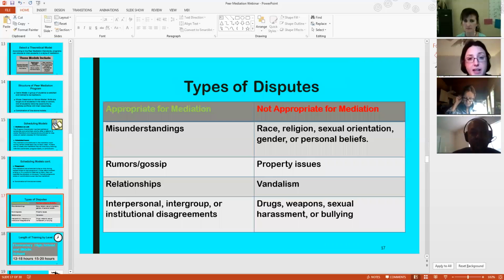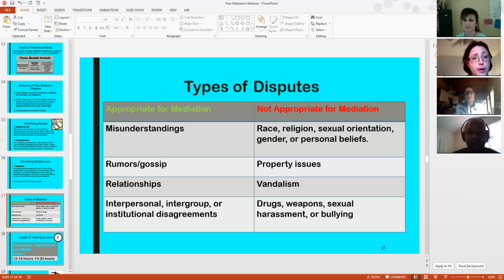So, types of disputes appropriate for mediation, peer mediation in particular. Misunderstandings, that miscommunication is a huge piece of our conflicts, top the list when we're talking about disputes. Rumors and gossip, there's a lot of that, a lot of drama, a lot of girl drama at schools as well. That can include relationships, friendships, boyfriend, girlfriend, and then disagreements that span the different levels, all the way from interpersonal to intergroup or institutional disagreements.